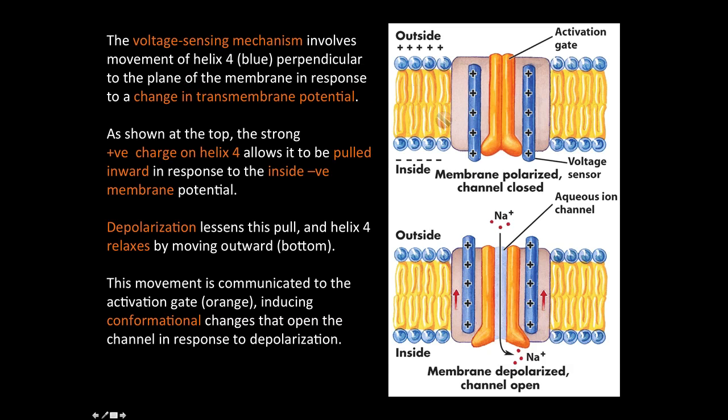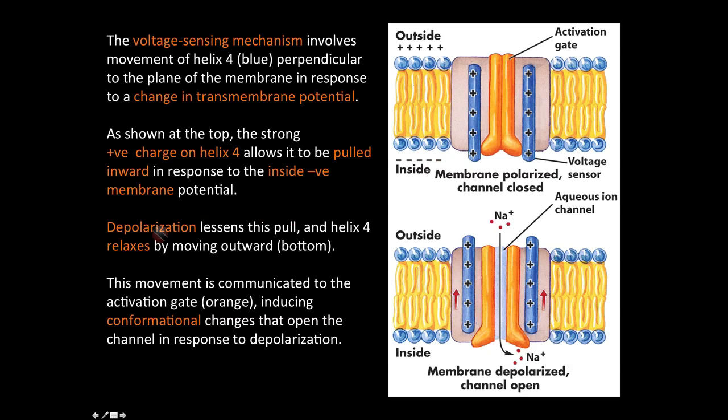So remember, at resting potential, the outside of the membrane is positive while the inside of the membrane is negative. And can you remember what is maintaining this membrane potential at rest? You're correct, it is the sodium potassium pump. So when the membrane is at its resting potential, these voltage sensors, these positive helices, helix 4, are pulled inward, attracted to this negative charge here. So that's at rest.